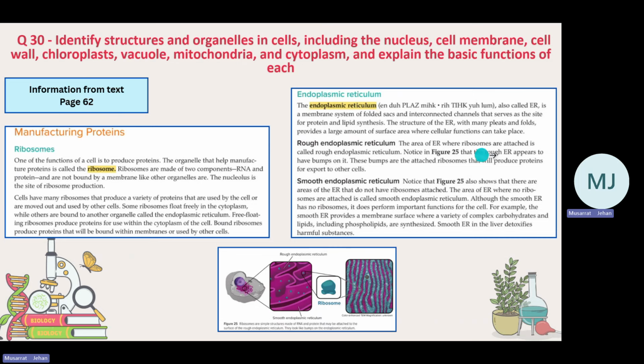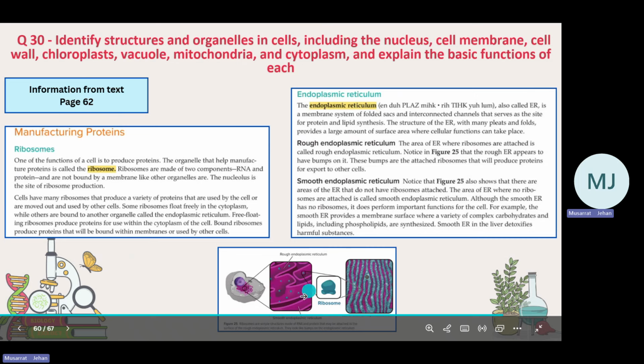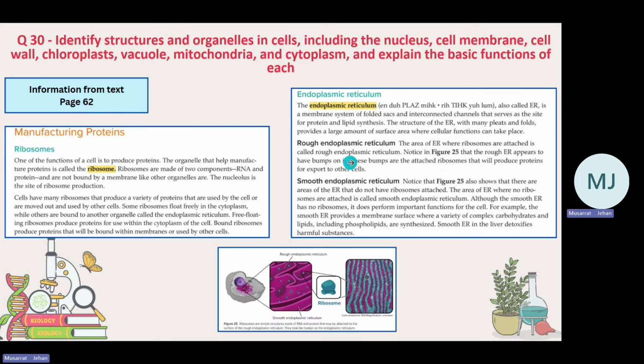So the area of the ER where ribosomes are attached, see where you see these blue dots? Where the ribosomes are attached, they are like bumps on the ER. So this is known as rough endoplasmic reticulum. And where there are no ribosomes attached, like here in the second part, it is smooth endoplasmic reticulum. The ribosomes are producing proteins, and then it goes to the other cells.